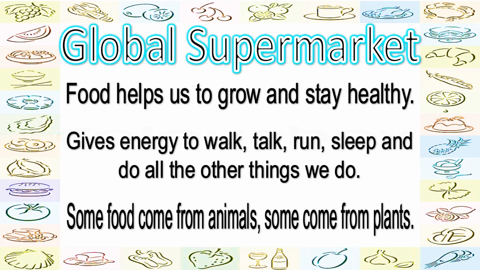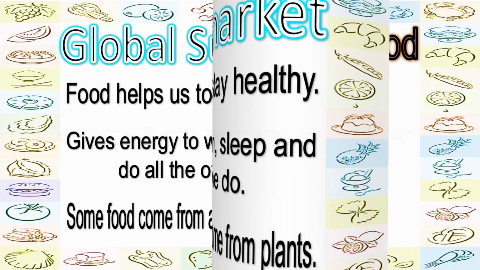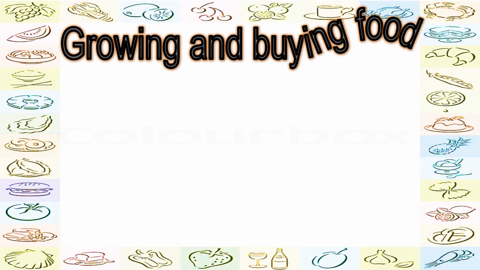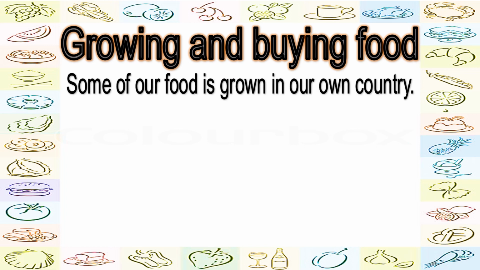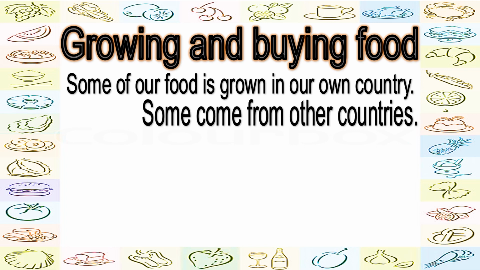Some food comes from animals and some comes from plants. You know that already. There are foods that we get from animals and there are foods that we get from plants. Now, growing and buying food. Some of our food is grown in our own country. There are some foods that come from this country. Those are what we call local food. But there are also some that come from other countries.